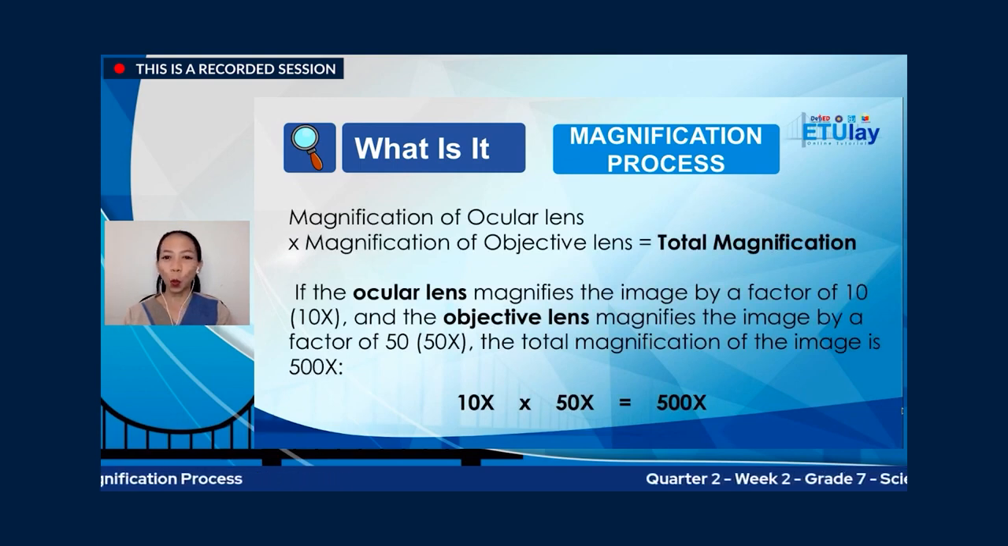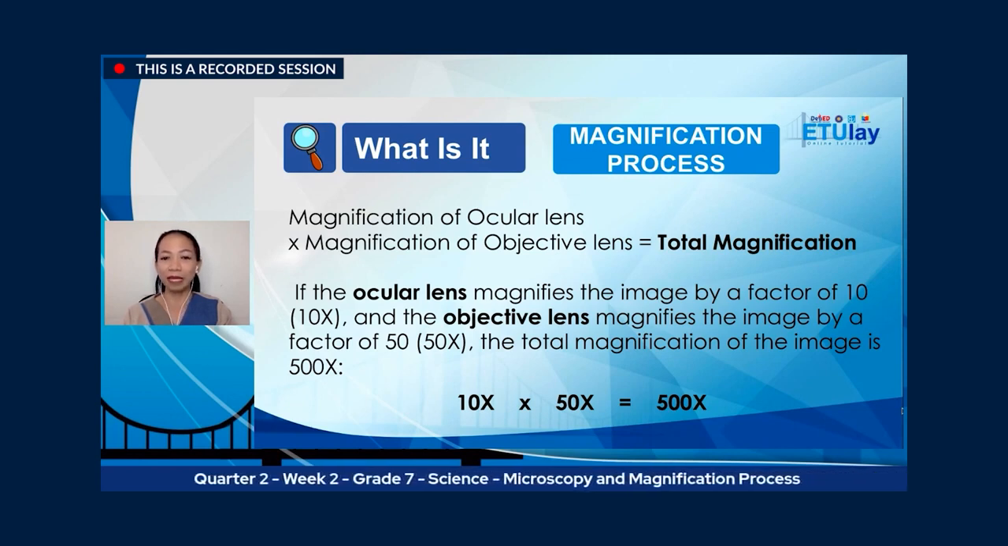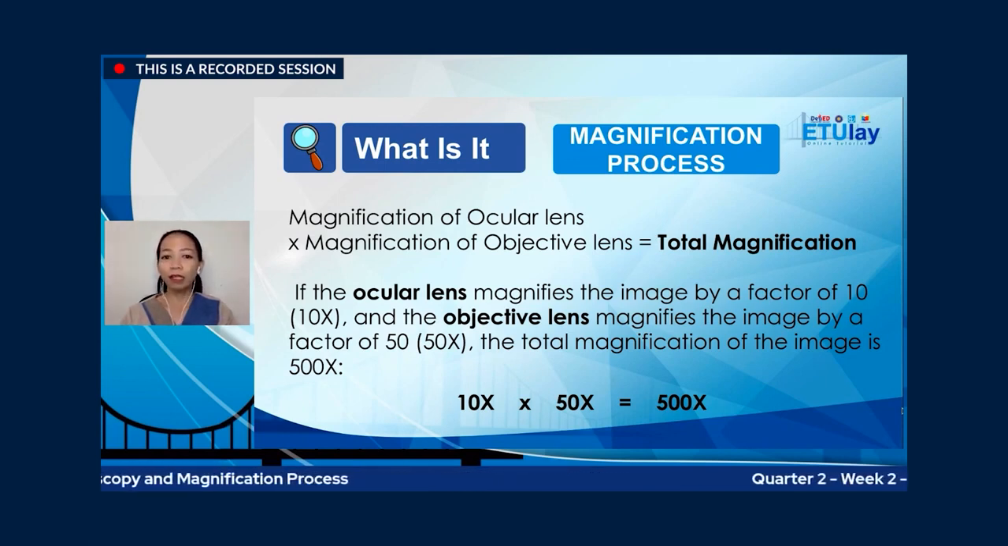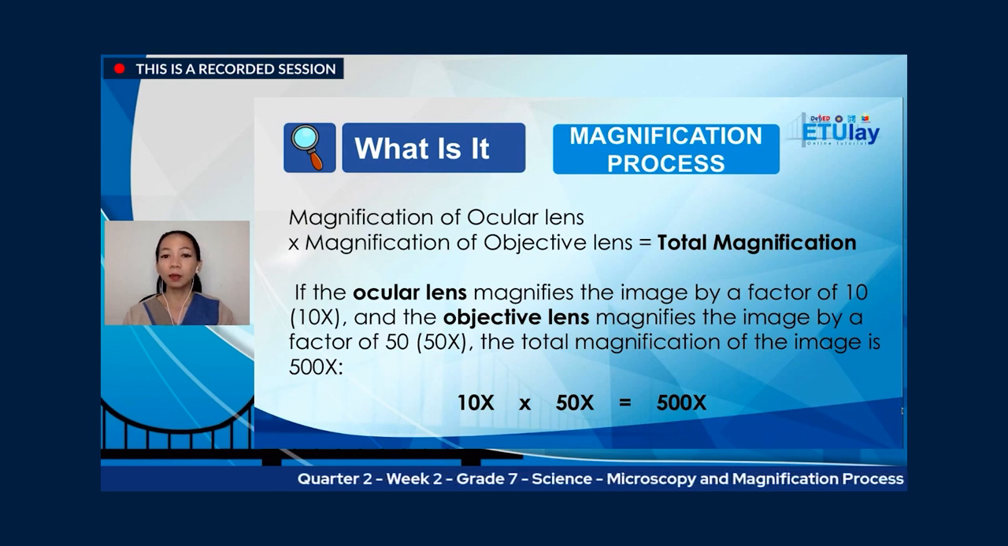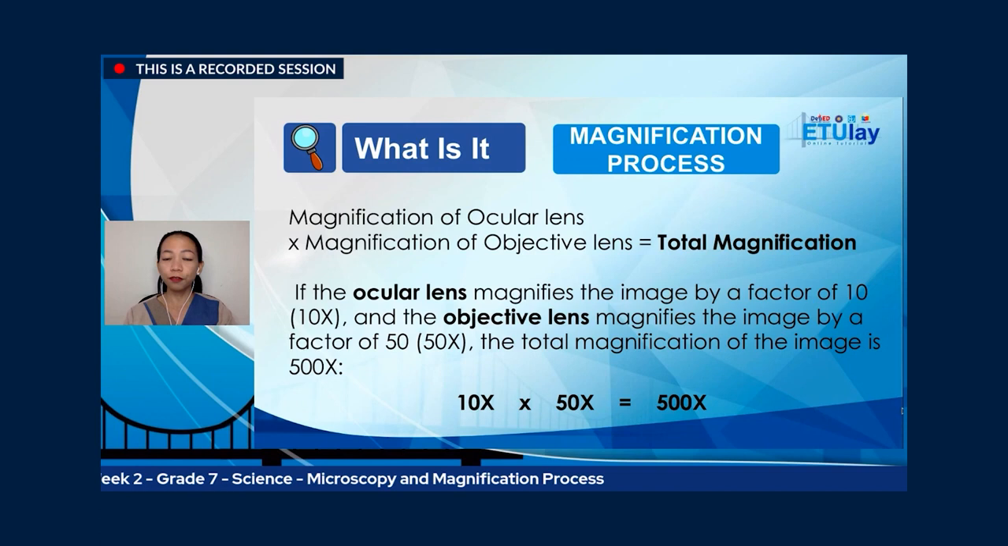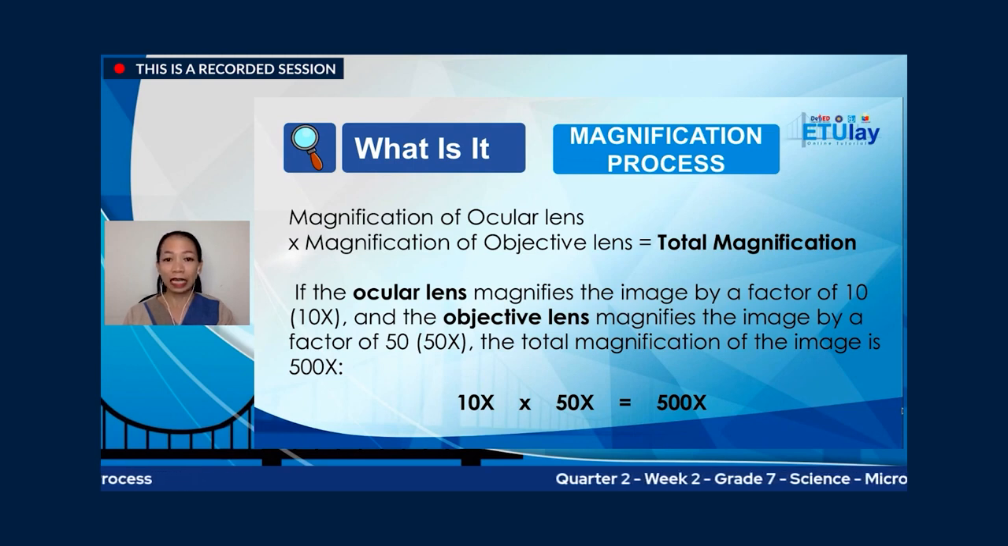To compute for the total magnification, you multiply the magnification of the ocular lens, or the eyepiece, and the magnification of the objective lens. For example, if the ocular lens magnifies the image by a factor of 10, or 10 times, and the objective lens magnifies the image by a factor of 50, or 50 times, the total magnification of the image is 500 times.